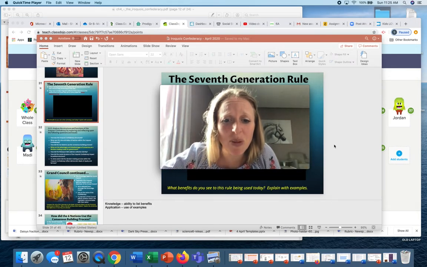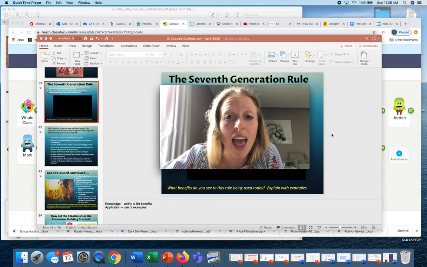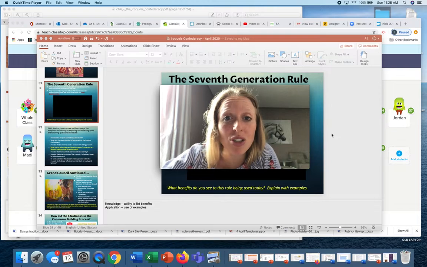So such an important thing. And not only think about it with health, but also with the environment and anything to do with resources that are able to be sustained.